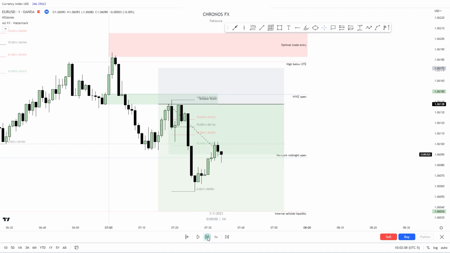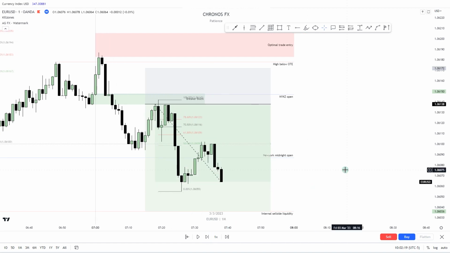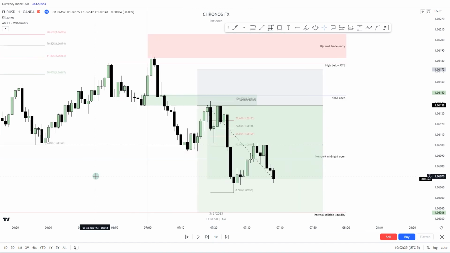Wait a second. I'm mad confused now. Do I have the right chart in front of me? I don't think I have the right chart in front of me. I will check the other chart in a minute.